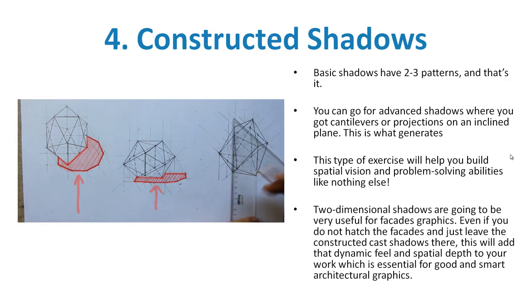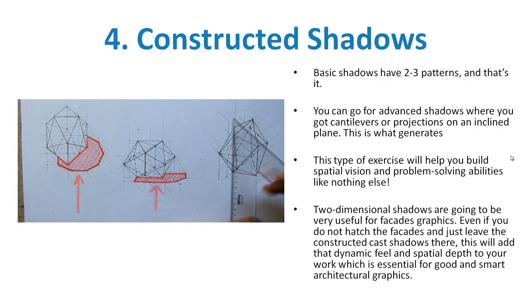Constructive shadows, these are going to be interesting for weird volumes. When you're starting off, you've got just a couple of patterns of constructive shadows. But then as you keep moving on with your exercises, with your drawing prowess, you keep seeing more and more of these patterns. These simple ones just go on autopilot, they're standard, but you go for the weird ones which aren't predictable and which you need to problem solve on the spot, so to speak. Again, spatial vision, problem solving, very important stuff.